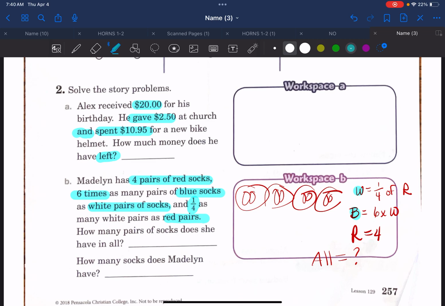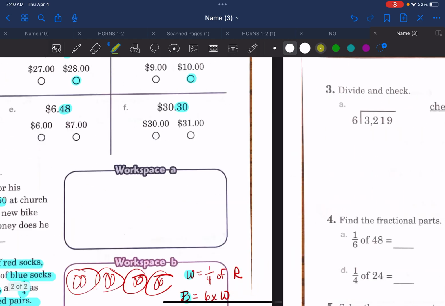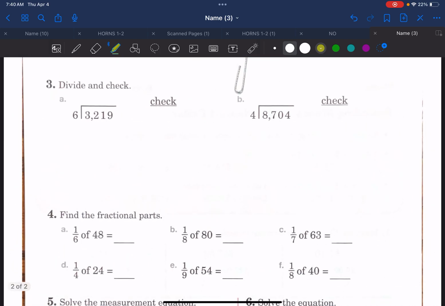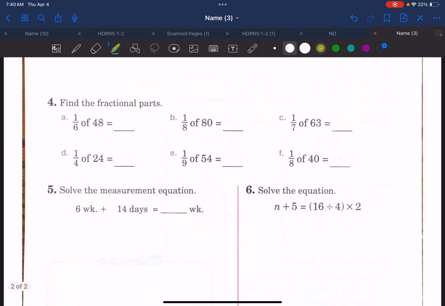After you find out how many pairs, because this first question says how many pairs of socks does she have, the next question says how many socks. So if every pair has 2 socks, how many individual socks would that be? Okay, good luck. All right, and then on the back side, you have some divide and check.